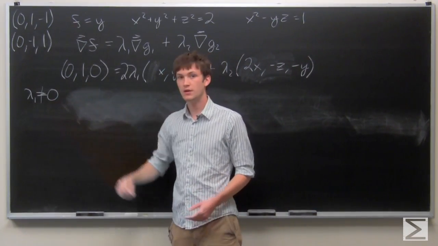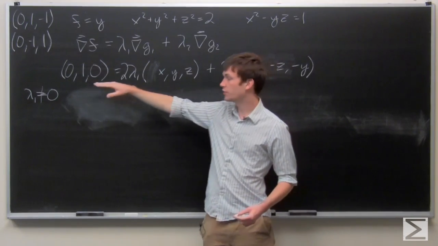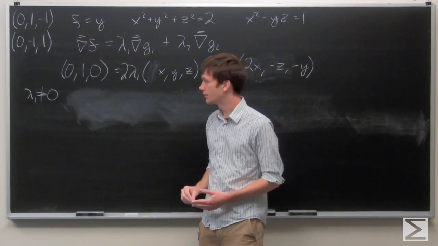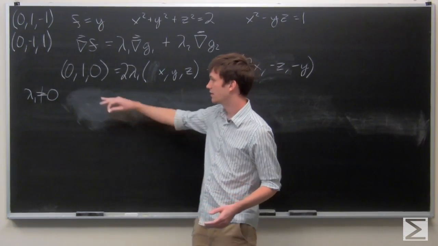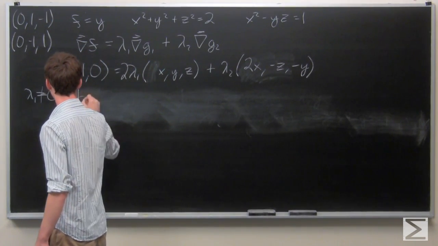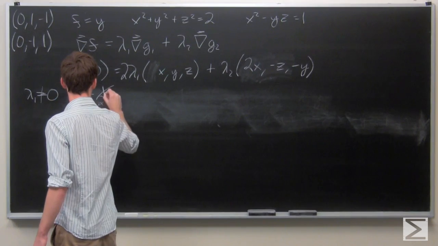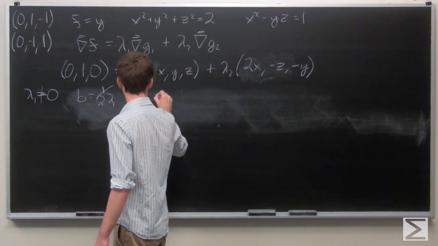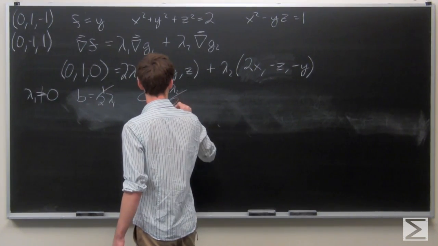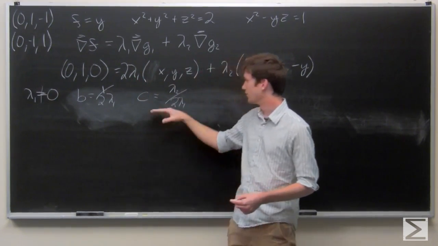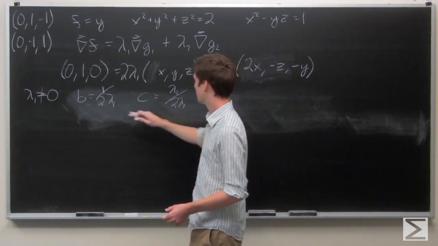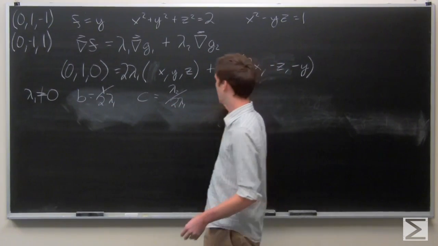Now that lambda 1 is not equal to 0, we can go ahead and divide both sides of our equation by 2 lambda 1, since we know we won't be dividing by 0. And we'll go ahead and introduce some new constants. Let's say b is equal to 1 over 2 lambda 1. And we'll let c be equal to lambda 2 over 2 lambda 1.